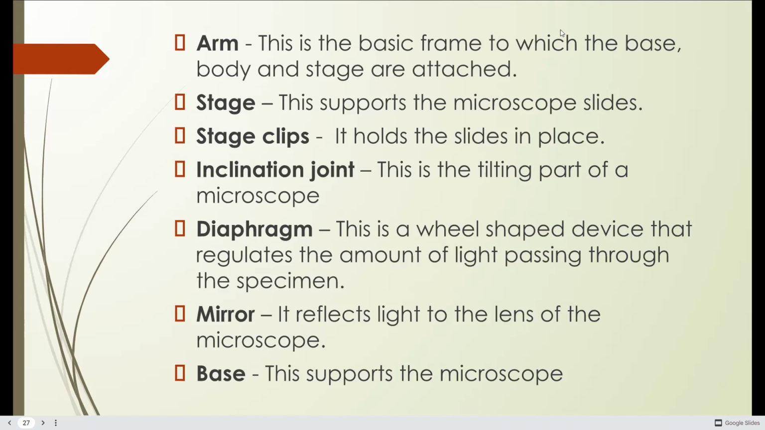Mirror. It reflects light through the lens of the microscope. We have two mirrors in our microscopes, the concave and the convex. Usually it's convex because you're using artificial light. And of course, last but not least, the base. This supports the microscope.